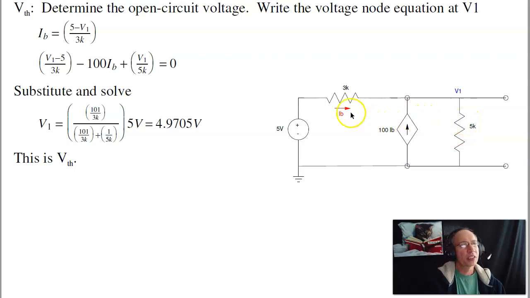And one way to think about this with these arrows, if I flip the arrow on IB and I flip this arrow, I get a double negative. That also works. So you could think of it as (V1 minus 5) over 3K plus 100 times (V1 minus 5) over 3K plus V1 over 5K equals 0. And you notice I get this double negative in there. That works out the same. Solve for V1, and I get V1 is 4.97 volts. So that's V Thevenin. Okay, so far so good.